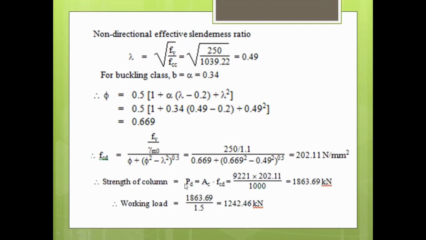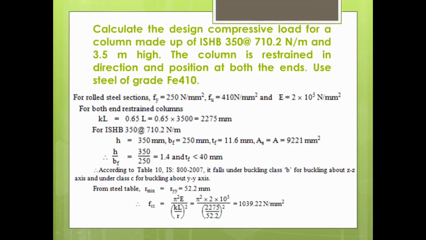So strength of column will be compressive stress fcd into area. So area is 9221 into stress is 202.11, divided by 1000 to convert into kilonewton. It comes to be 1863.69 kilonewton. So this is the ultimate load. You divide this by 1.5, you will get the working load. So for the given section, the capacity comes to be 1242.46 kilonewton.